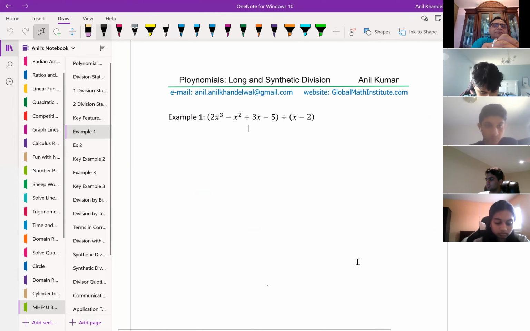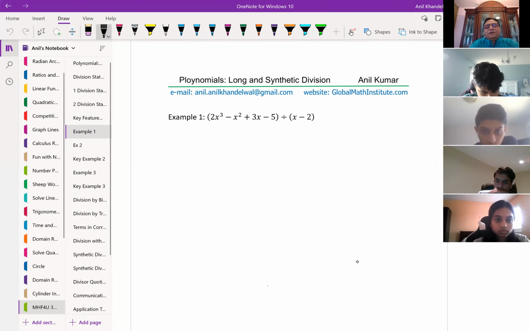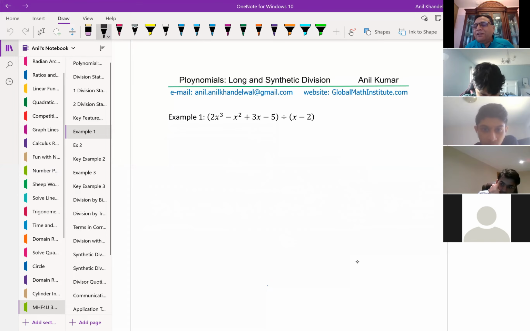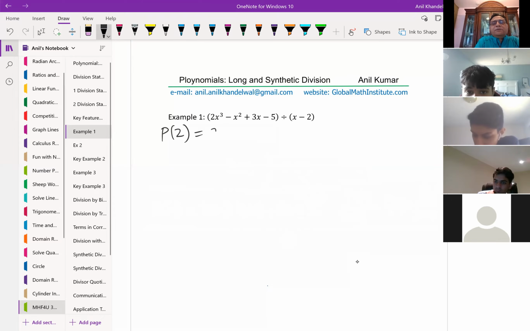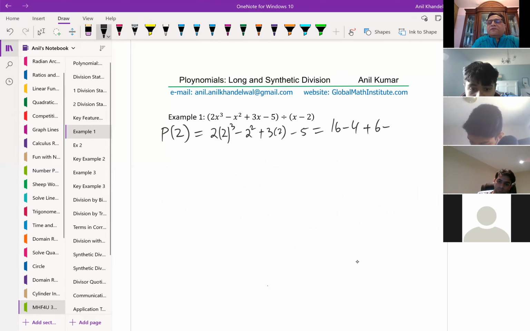Now, before we do this example, let us see what the remainder should be. Tell me. I'm going to divide 2x cubed minus x squared plus 3x minus 5 by x minus 2. If I have to find what remainder I'm going to get, what will I do? Well, I will just substitute 2 here in the polynomial. And if I substitute 2 here, what do I get? I get 2 times 2 cubed minus 2 squared plus 3 times 2 minus 5, which is how much? 2 cubed is 8. 8 times 2 is 16. Minus 4 plus 6 minus 5, correct?